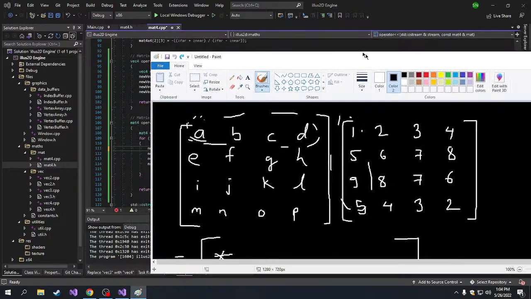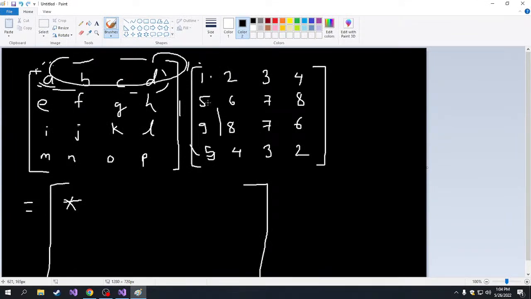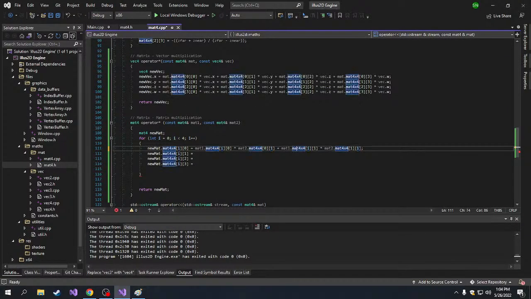Yep, this is really hard. So this with this, 2 times that, plus 3 times that. Yeah, well, yeah, I think I got it. Hope I didn't get it wrong.